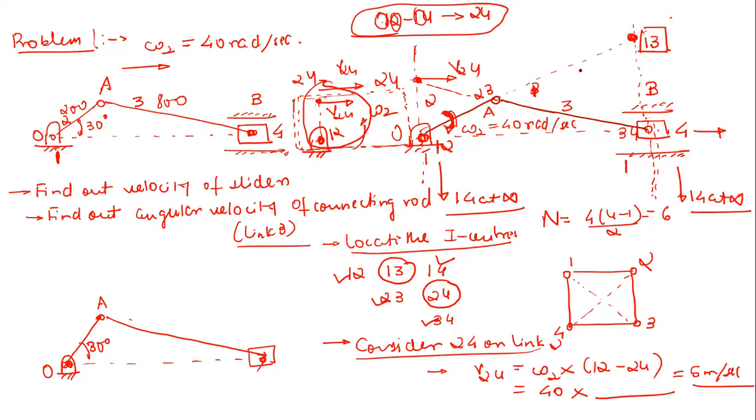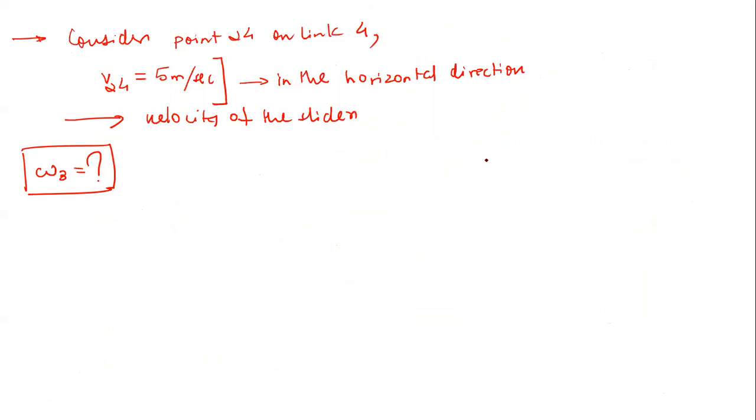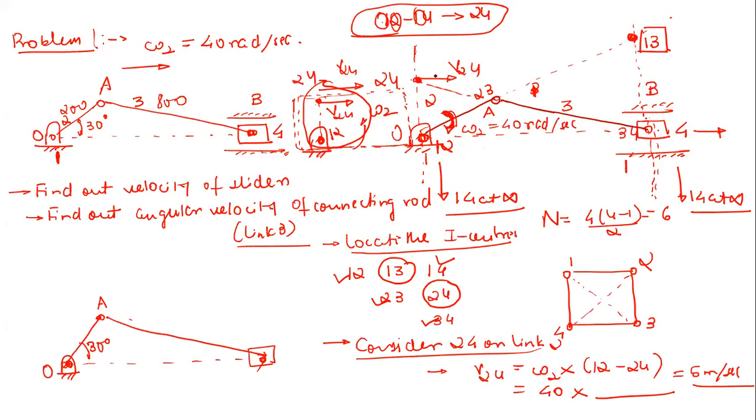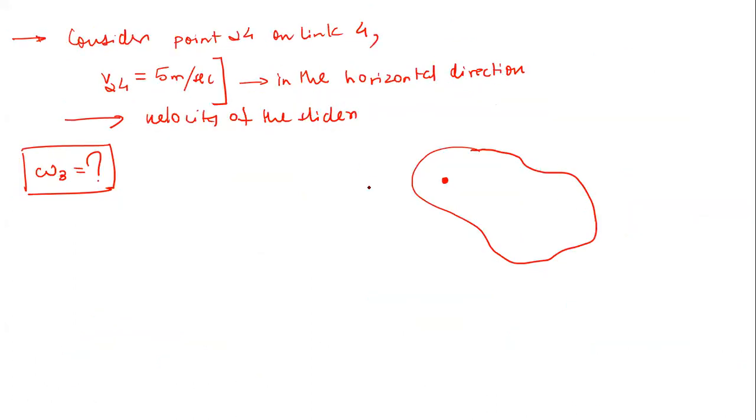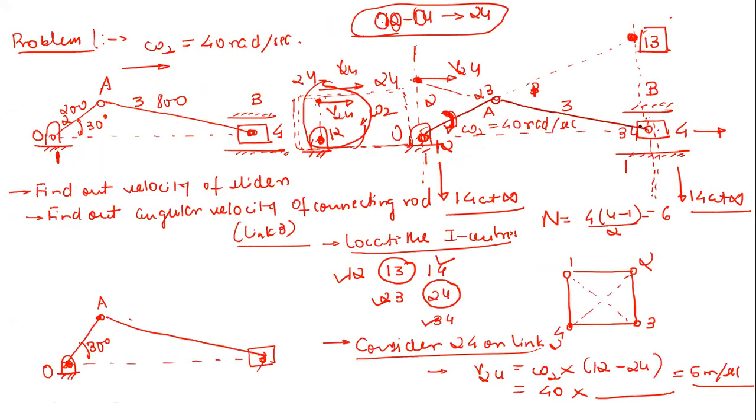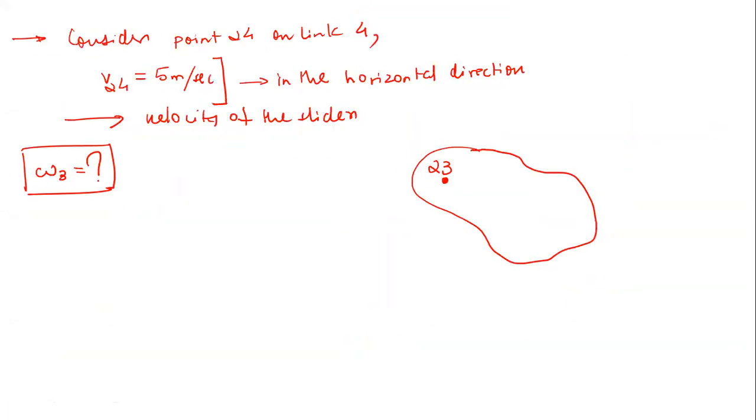So how to actually solve this problem? Imagine that this link 3 is of any arbitrary shape. Now it contains one point, which point? The 2, 3 point. And it contains another point, which is the 3, 4 point. So now these are 2 points. At a particular instant, it also contains this point.